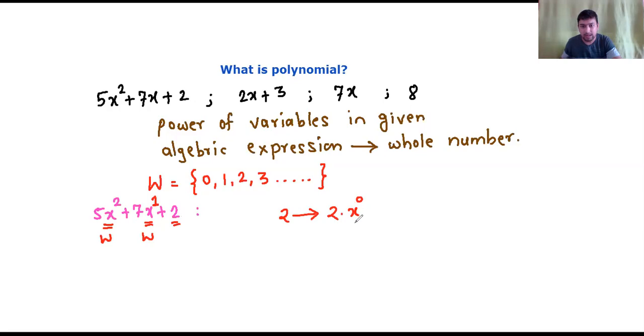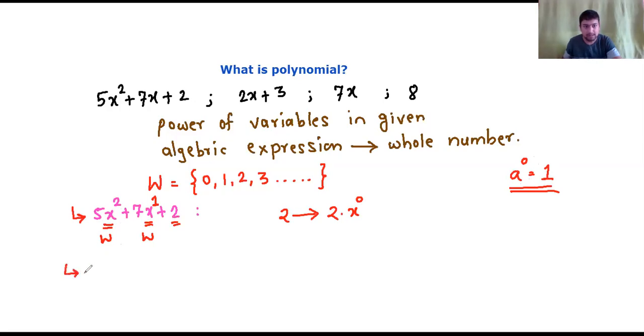Why? Because anything to the power 0, a to the power 0, is always equal to 1. So if you see the first expression, the power of x in the first, second, and third term, it is what? Whole number.